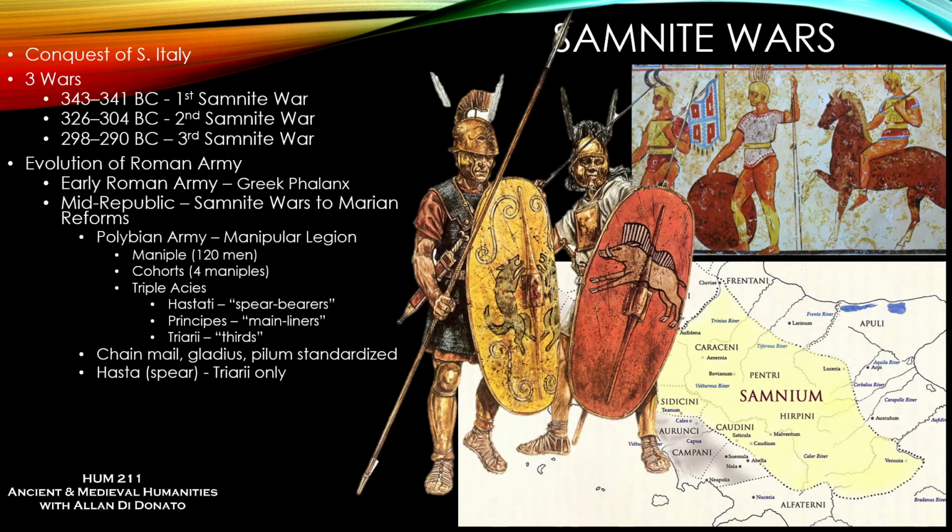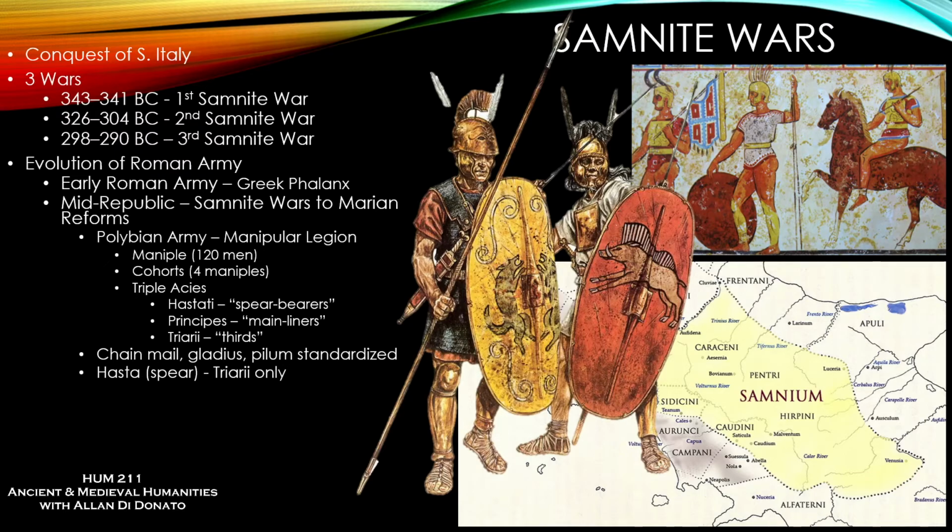That didn't work so well against the Samnites. And what they ended up doing is forming, during the Samnite times, the army of the Middle Republic, and that's going to last from the Samnite period until the Marian reforms a little bit later. This is called the Polybian or Manipular Legion. Now, the maniple was a small unit of about 120 men, and these would be independent units.